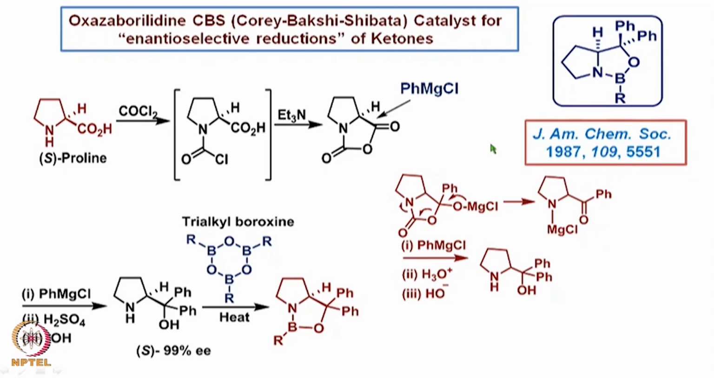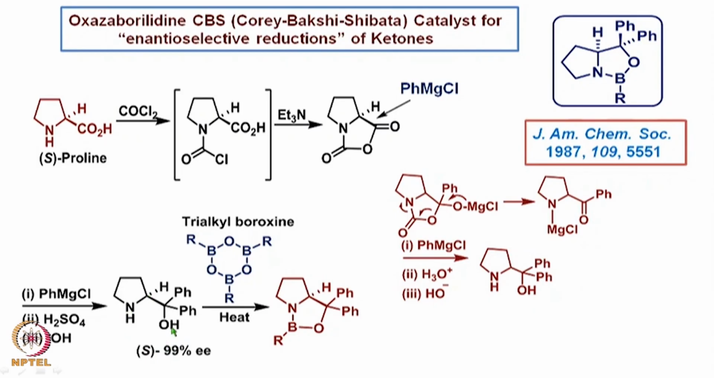Now, with the excess of phenyl magnesium chloride being around, this ketone would again react with the phenyl magnesium chloride to form the corresponding OMgCl. Of course, that has to be neutralized, followed by basification to release this particular amino alcohol.